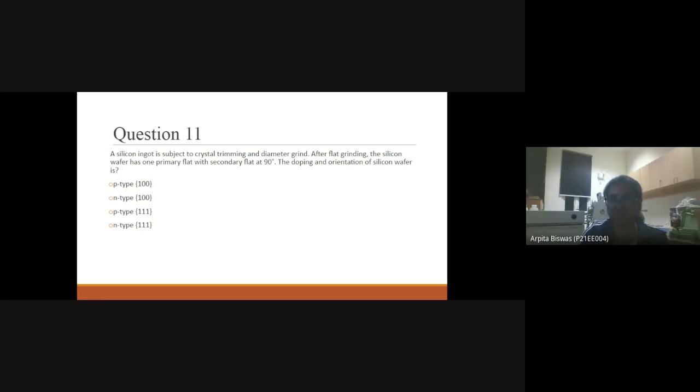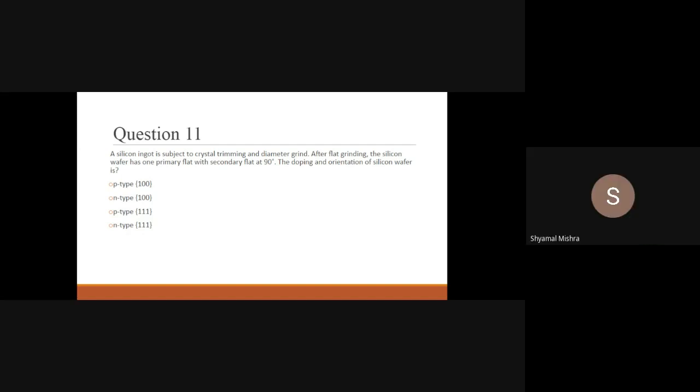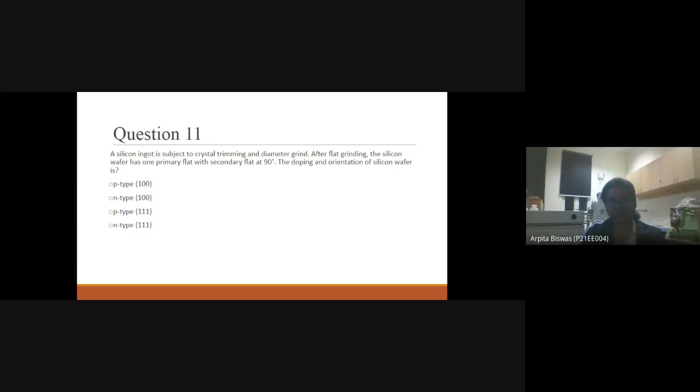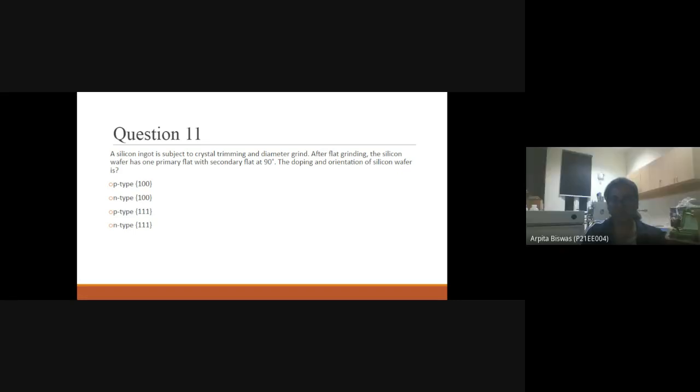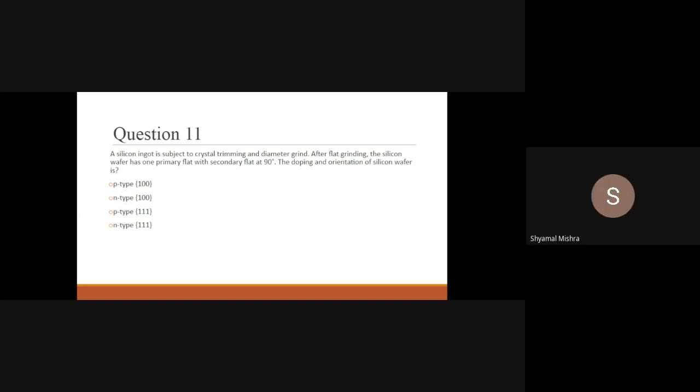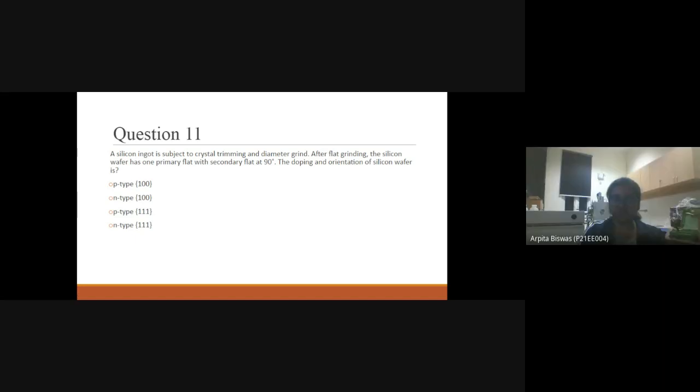Then what type of silicon wafer is it? And it's P type. Okay, P type 100 or 111. It's 90 degrees, so it's 100. Yes, the right option is P type 100. So option A is the correct answer.